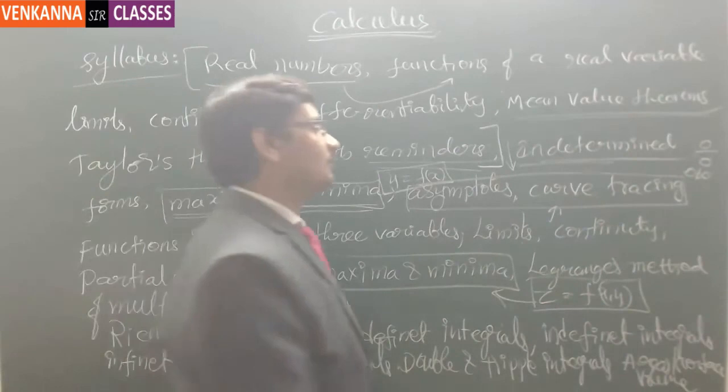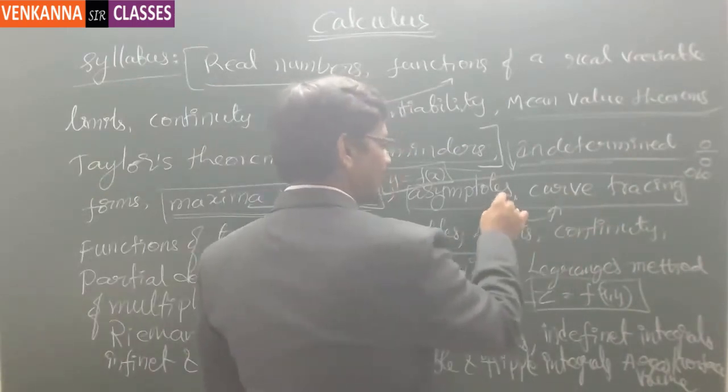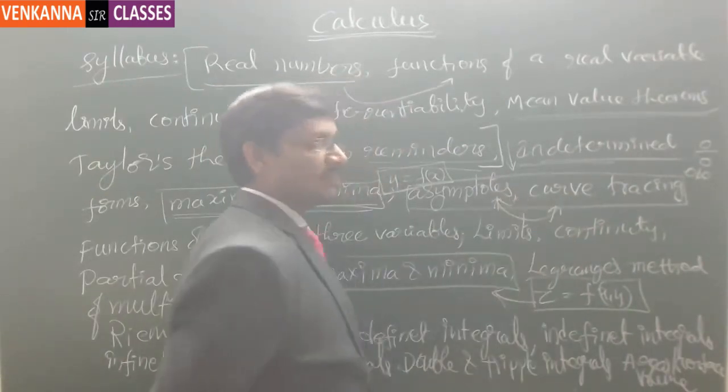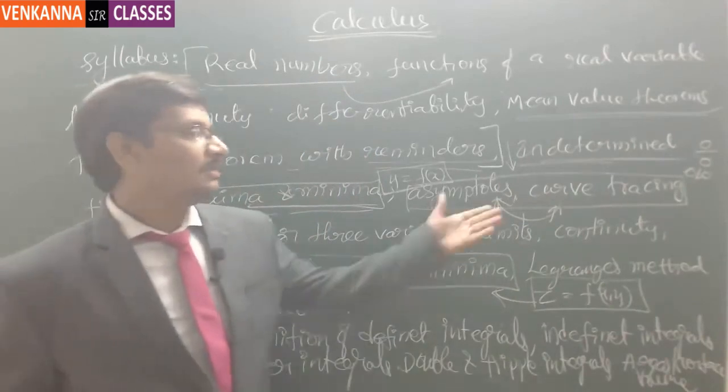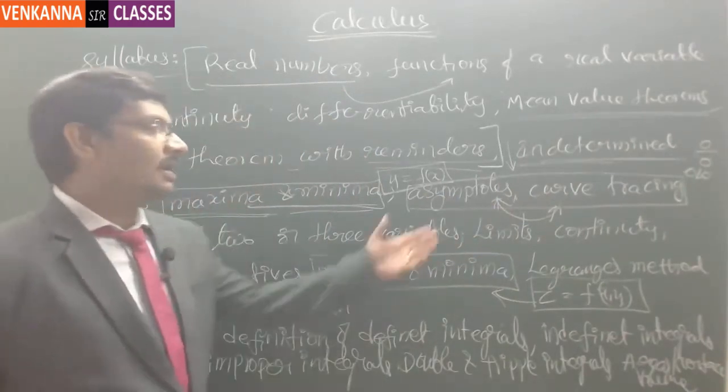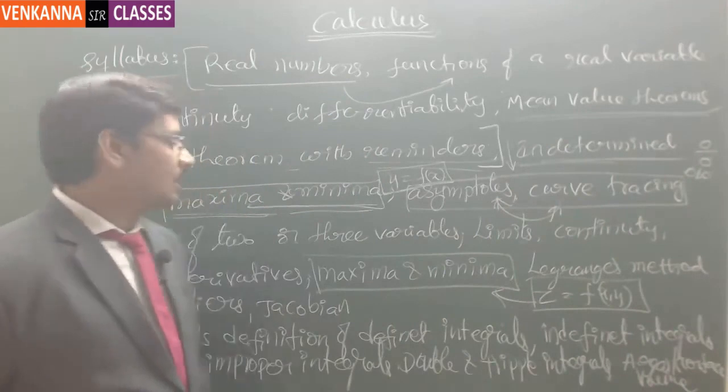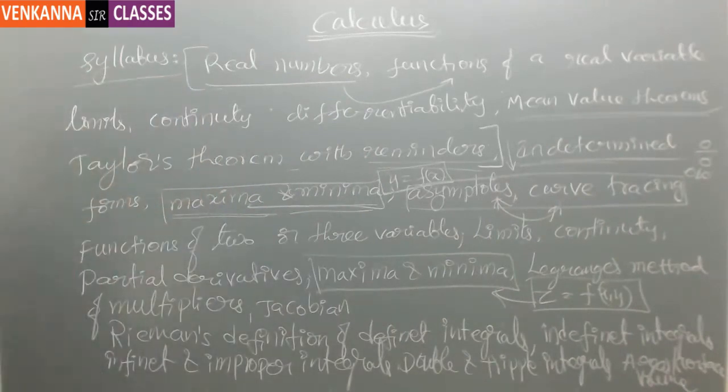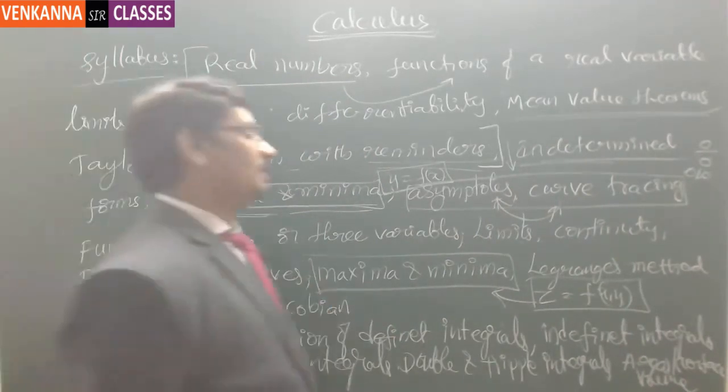And one such important point is identifying the asymptotes of any random curve. So we have to understand the curve tracing in this topic. This is again an independent topic. And then functions of two or three variables, again the same thing.